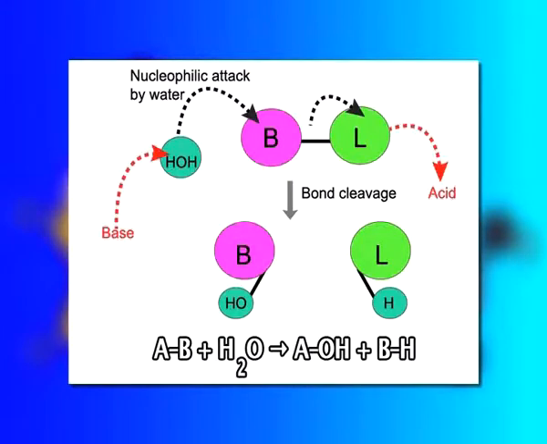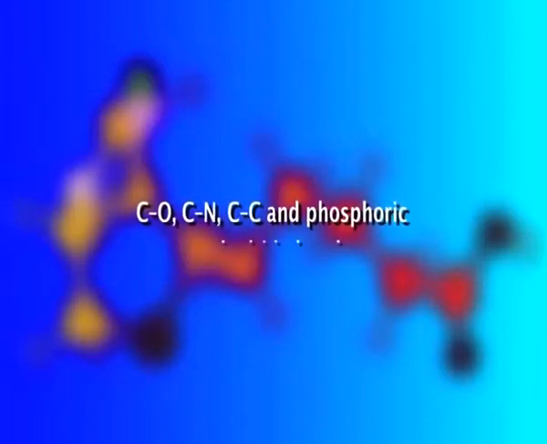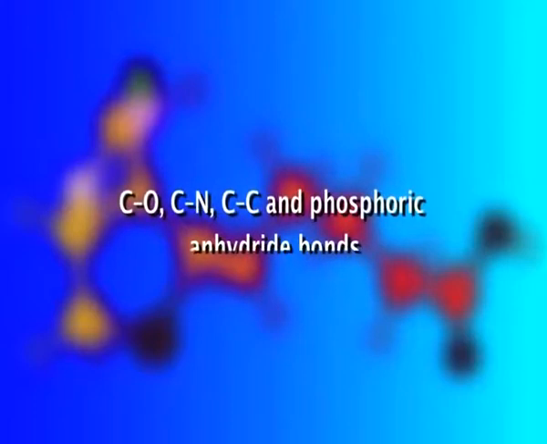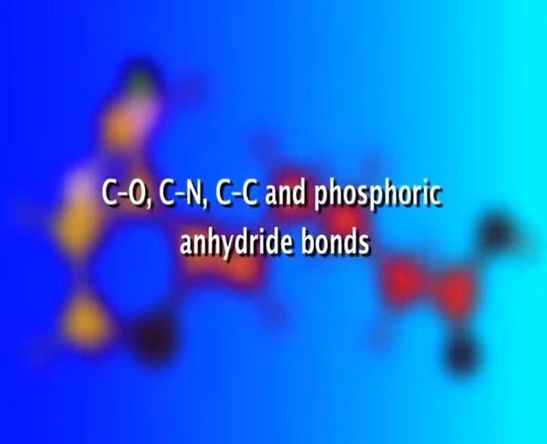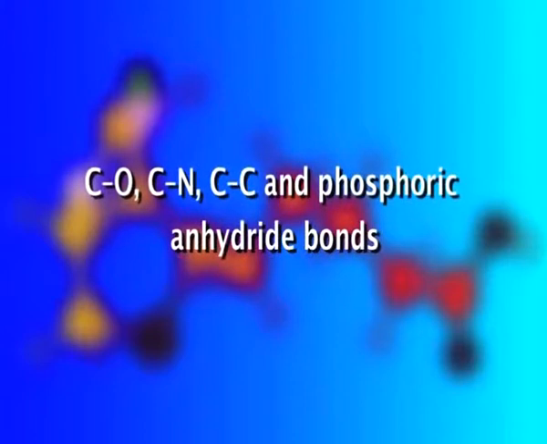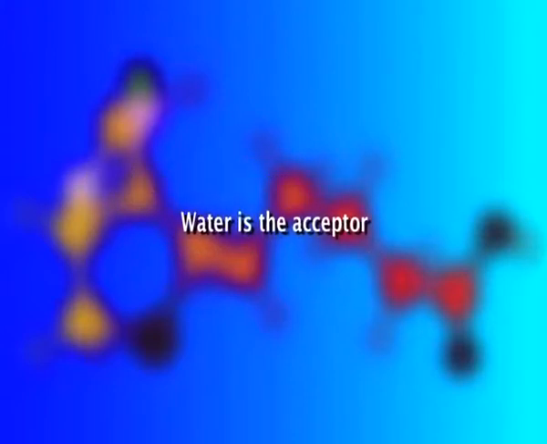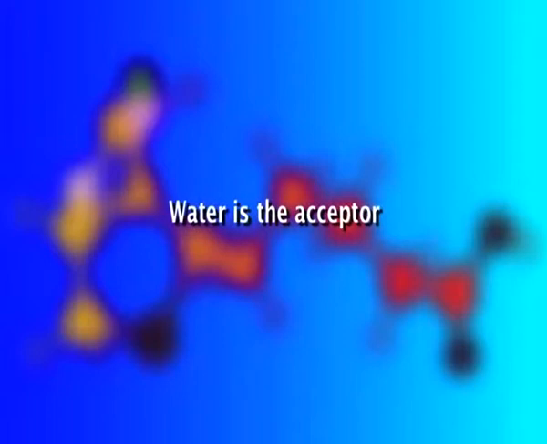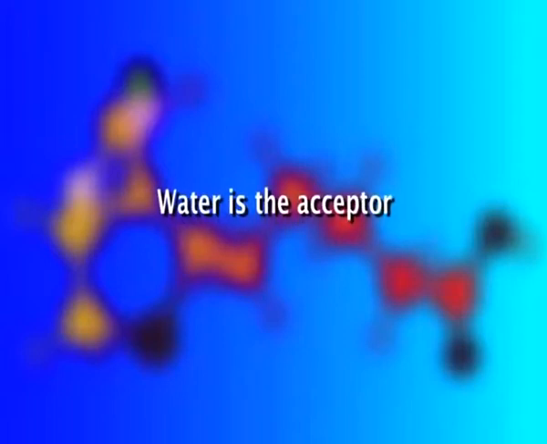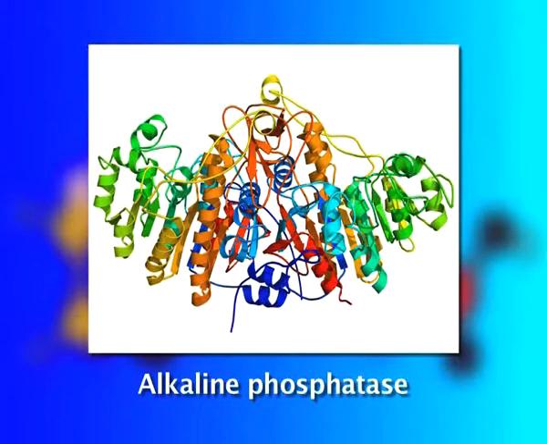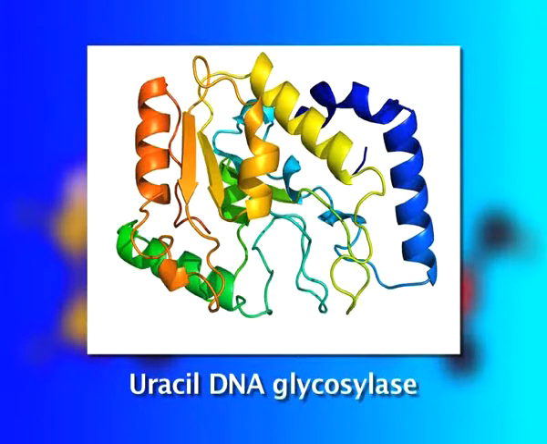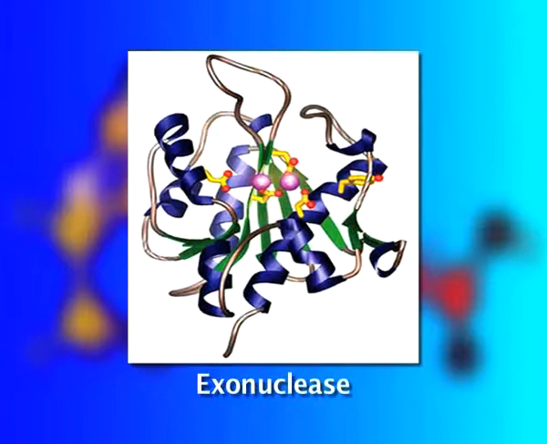Hydrolases. Hydrolase catalyzes the hydrolytic cleavage of a chemical bond such as carbon-oxygen, carbon-nitrogen, carbon-carbon, and some other bonds, including phosphoric anhydride bonds. The main physiological function of the enzyme is the reaction with water as the acceptor. Some of the common examples of hydrolases are alkaline phosphatase, uracil DNA glycosylase, and exonuclease.